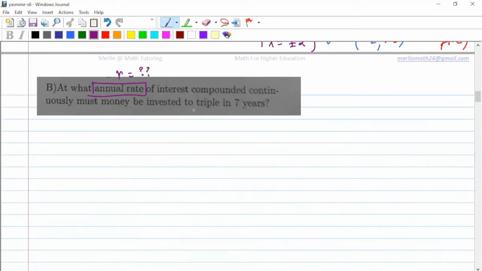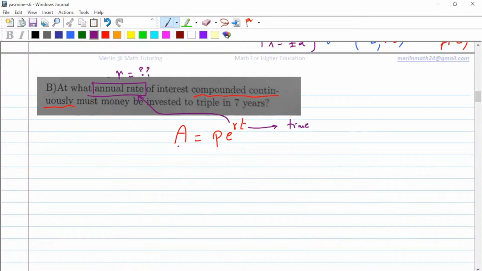It's about compounding continuously. Like the words "compounded continuously", this means the famous formula, which is A equals P e to the power RT. T is time in years. R is the annual rate that they are talking about. This is R, they need to find.